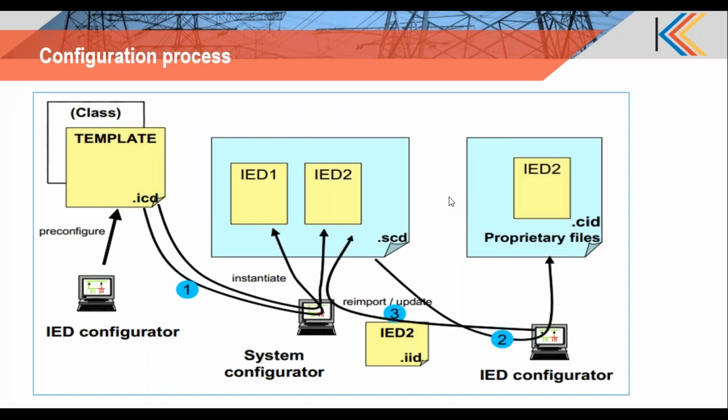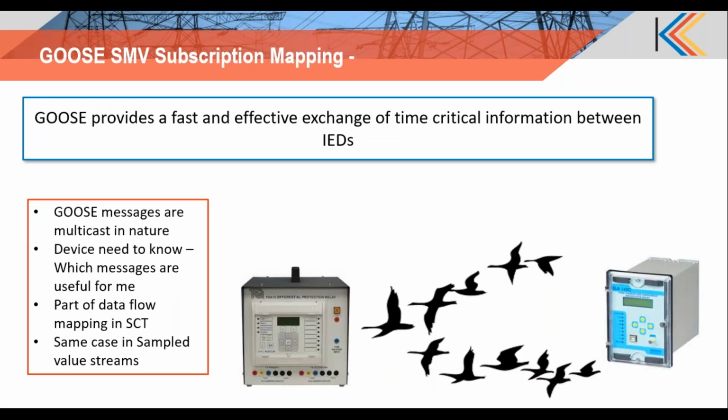So that covers the major area of this Edition 2 migration, that's handling the new file types and file syntax. Now, another area where there is an impact with Edition 2 is GOOSE. So all of you will be knowing what is a GOOSE message. GOOSE essentially provides a fast and effective exchange of information, primarily the time critical information between IEDs.